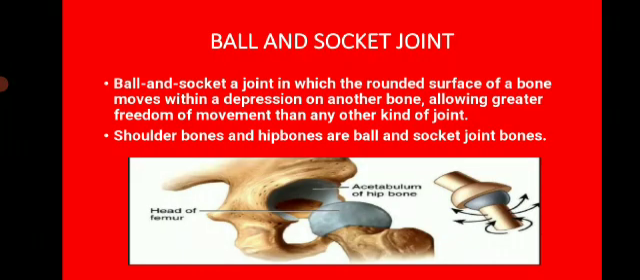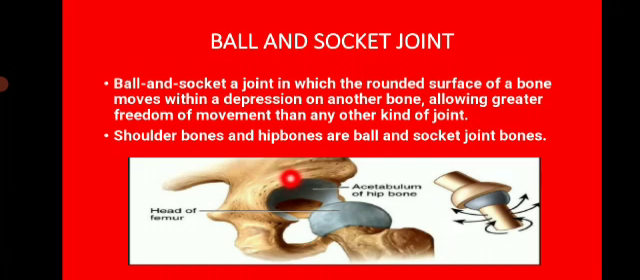The ball and socket joint is one in which the rounded surface of a bone moves within a depression on another bone, allowing greater freedom of movement than any other kind of joint. That is called ball and socket joint.